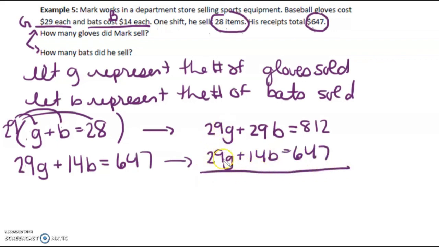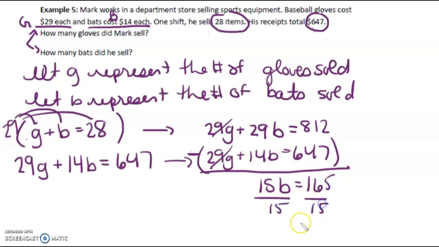Now the coefficients of the G are the same. So what we're going to do is subtract. We get 29G minus 29G, and those cancel. We get 29B minus 14B, and we're left with 15B. 812 minus 647, and we get 165. Divide out the 15, and we get, not y, B equals 11.